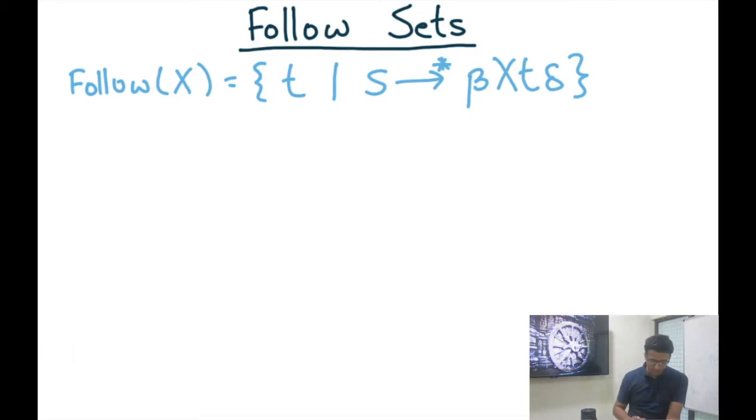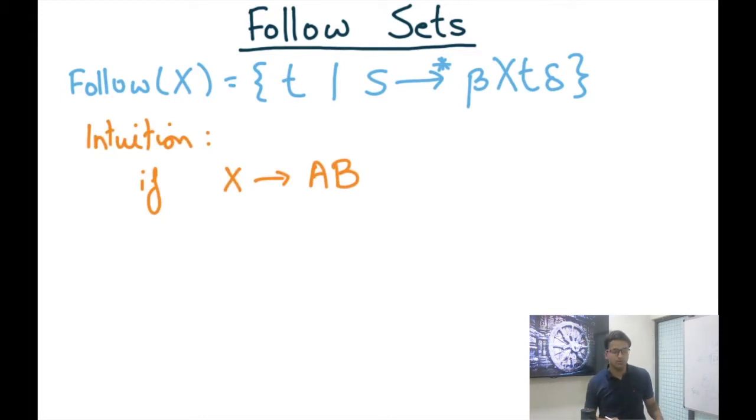We define the follow set of a non-terminal X, Follow(X), as the set of all tokens t such that the start symbol can derive, using one or more productions, beta X t delta, right? So this basically means that it can derive some string of terminals and non-terminals such that small t follows capital X. And if that happens, then we would say that small t belongs to Follow(X). Now, this is the definition of Follow(X), and here is some intuition on how to compute Follow(X).